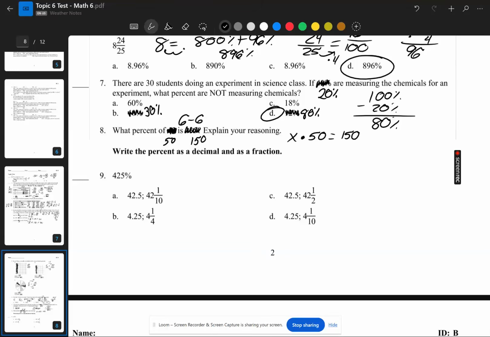150. So to solve for x, again, I do the inverse. So I divide. This is divided by 50, divided by 50. So 150 goes in, 50 goes out. Can't do that. 50 can go into 150 3 times. So x is 3, but this is a decimal, so I need to still make it a percent. So I make it once, twice, 300%. So this is 300%. I've already explained my reasoning. It's my work.